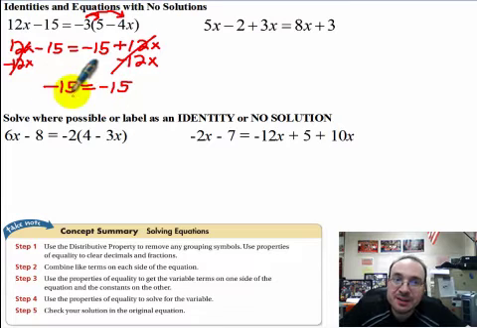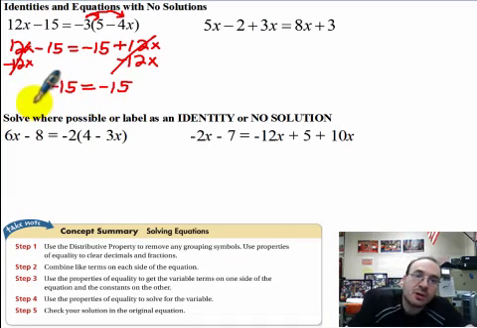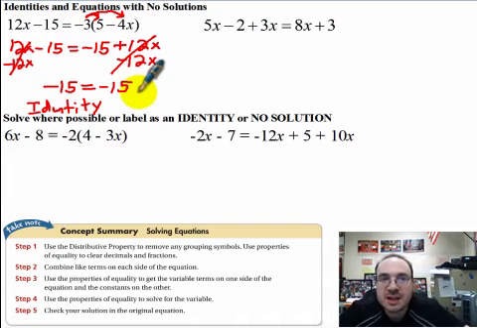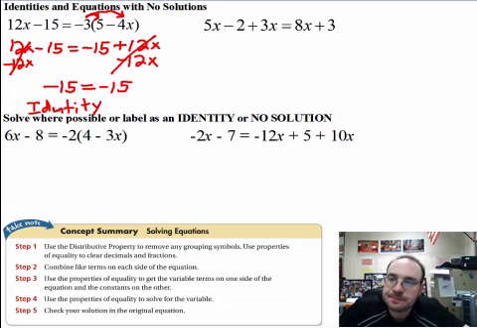Since you have a statement that's always true, it's called an identity. It means it doesn't matter what x values you put in, this will be true for every x value you can think of. Sometimes you might hear people say there are infinitely many solutions because you can put in any x value you want. So you might hear it described that way also.